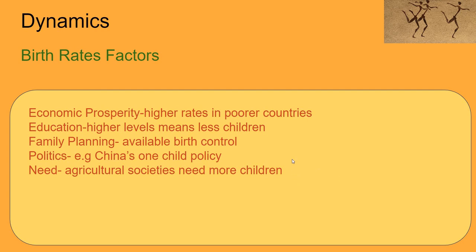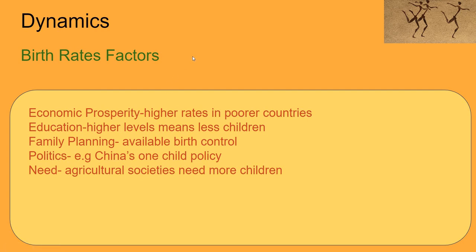Education levels. People with more education tend to have smaller families. Birth control, obviously. Politics, such as China's one-child policy, although I think they've discontinued that now since their birth rate decreased a little bit more than they wanted it to. And in general, agricultural societies tend to have more children. You simply historically need a lot of children to work the farm and the fields.